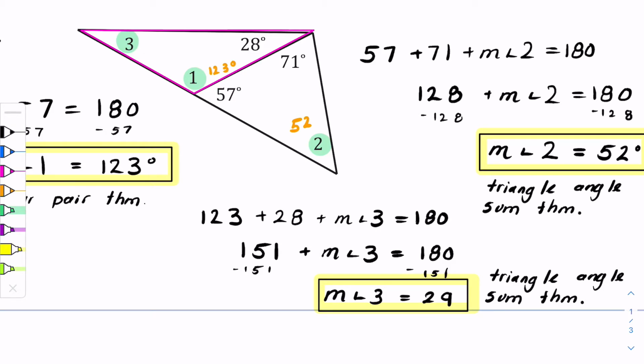Now, there were a few other ways you could have gone about solving these missing angle measures. This was what I saw to be the easiest, fastest method, but you could have solved another way. And if you did that, that is completely fine. But no matter what, these are your answers.